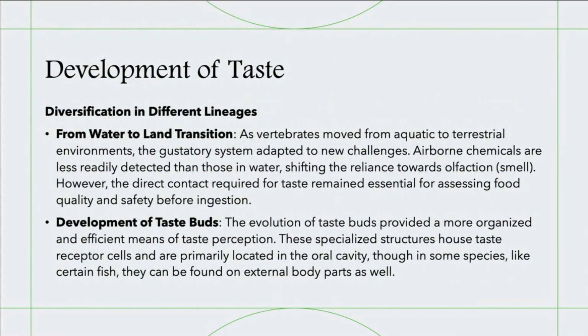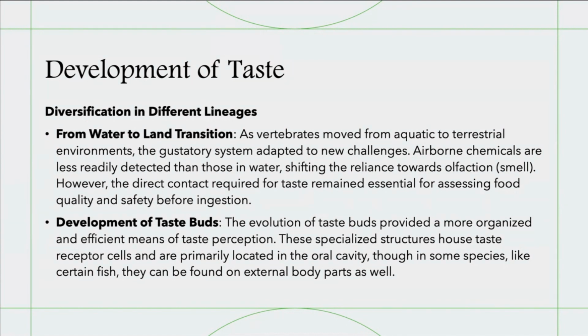As vertebrates moved from aquatic to terrestrial environments, the gustatory system, which is the taste system, adapted to new challenges. Airborne chemicals are less readily detected than those in water, so we shifted reliance towards smell. But direct contact with the chemoreceptors is needed in order for taste to work. So the taste buds became more developed, more organized, and efficient. These specialized structures have the taste receptor cells, and they can be found, of course, in the oral cavity.